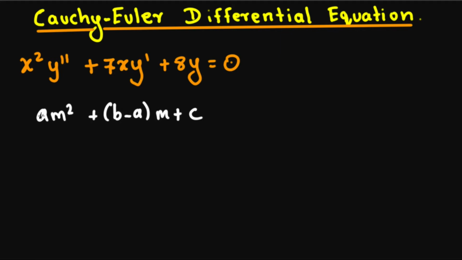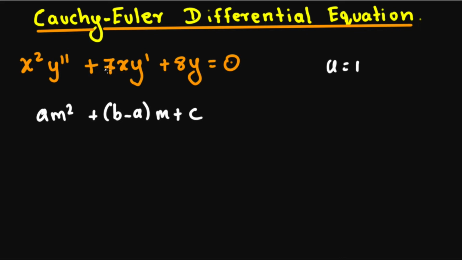Now what is this a value, b value and c value? The a value is the one in front of the second order term. Like in front of this x squared y double prime, do we have any number? We don't have anything here. It means that's just 1. Okay, a is equal to 1.